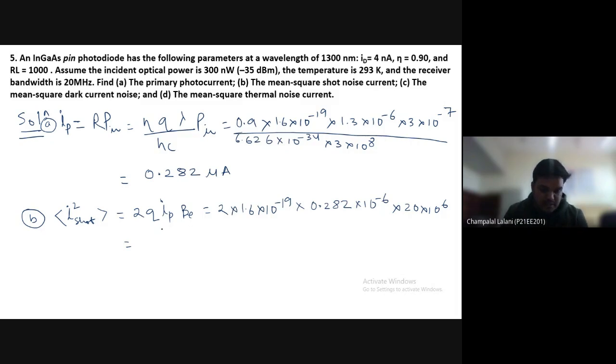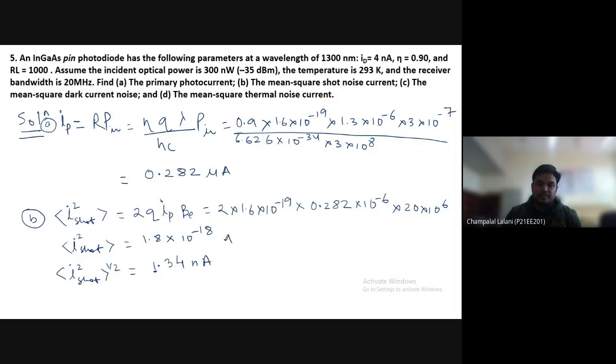I think you need to check your answer again. If you solve this, you will get something like 1.8 into 10 raised to power minus 18. This is I square shot. If I find out the RMS value of this, the RMS value will be 1.34 nanoampere. Let me add a page here.